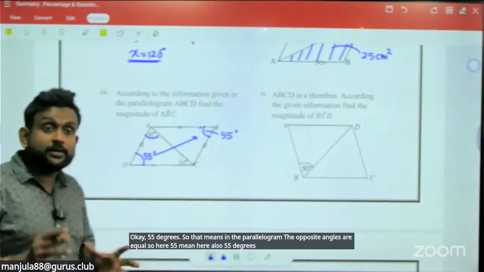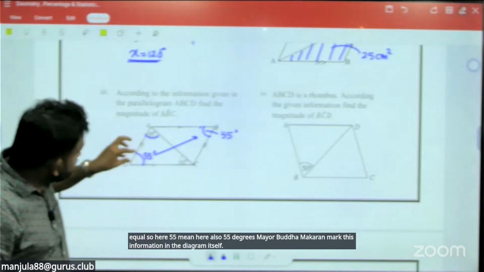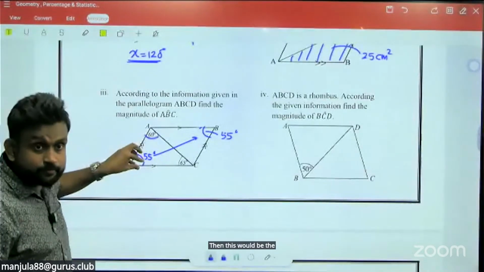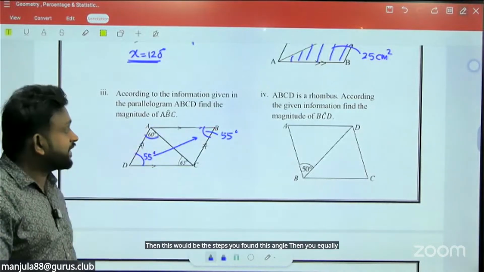Mark this information in the diagram itself. Then these would be the steps. You found this angle. Then you equate this angle. Why? Because the opposite angles are equal.